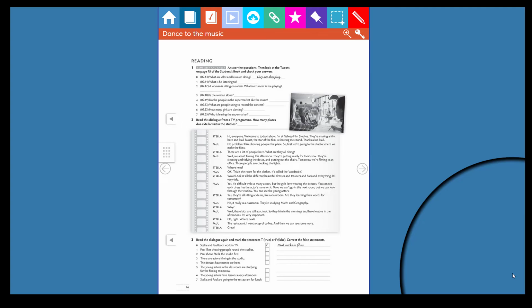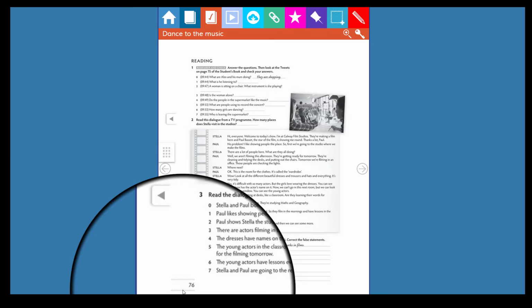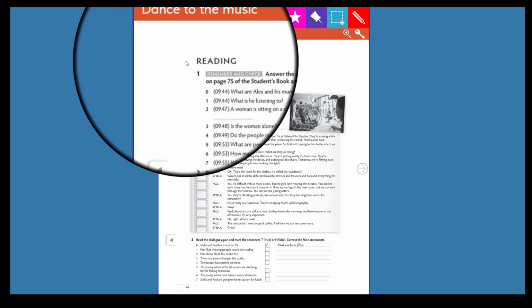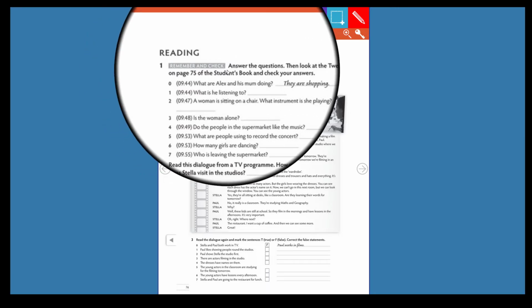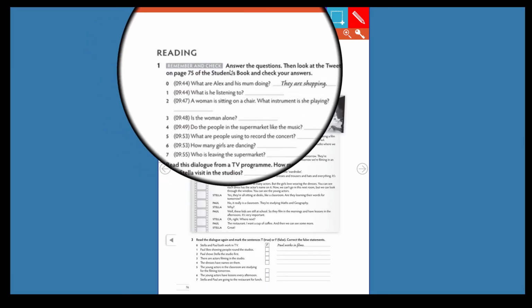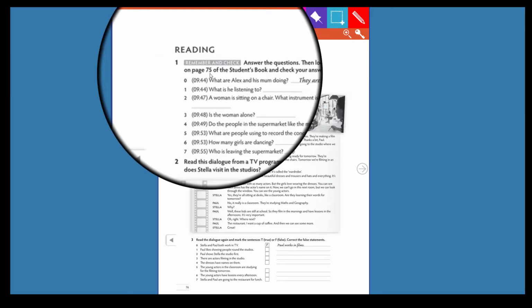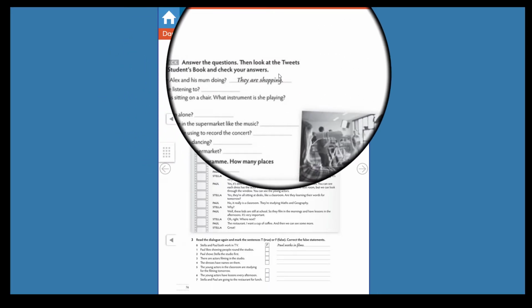Okay, so now I need that you please open your workbooks on page number 76. Okay, and we're going to do activity number 1, which is related to the text of Alex Smith. Okay, let's read the instruction. Answer the questions, then look at the tweets on page 75 of the student's book and check your answers.